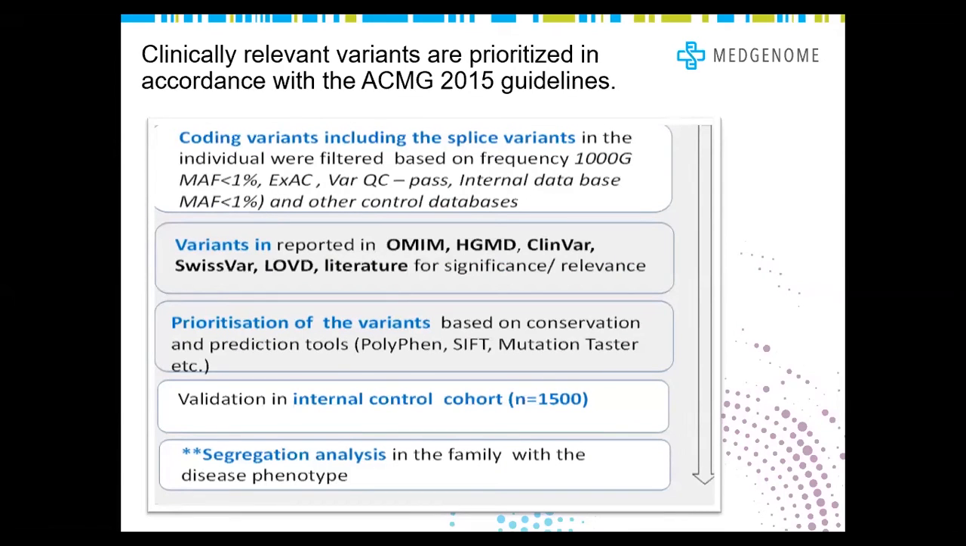So we have to base the variant filtration on several criteria. They should be coding variants. The frequency should be such that it is not very common in the population. If it is reported in certain databases of significance, then it becomes important. We have to use certain conservation and prediction tools, and then we also have to validate them in our own ethnicity-based population. If we don't have enough literature, sometimes we may also have to do segregation analysis in the family with patients and the control population who don't have the same variant. So a lot of filtration goes into classifying a variant as being significant.